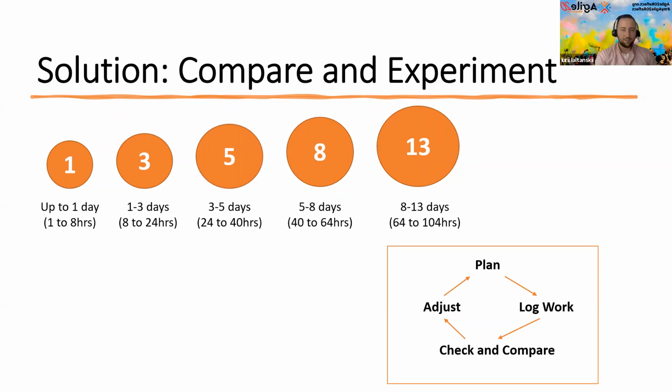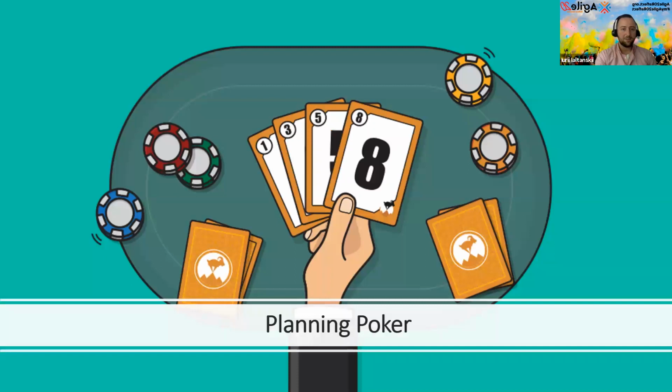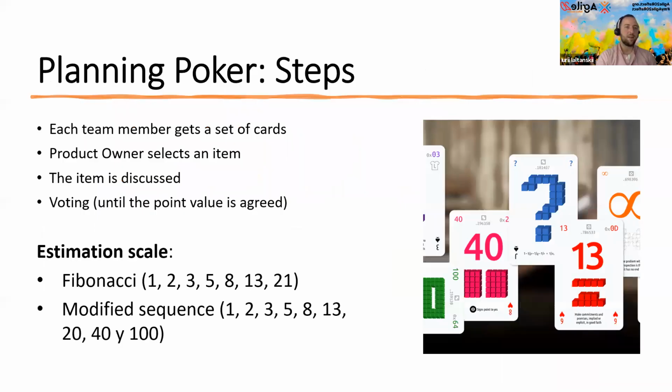All right, guys, let's go next to planning poker. Planning poker is the most common and the most popular way of estimating product backlog items. Let's review the steps. First of all, the estimation scale could be a Fibonacci scale, so it's 1, 2, 3, 5, 8, 13, 21, etc. Or it could be a modified sequence like 1, 2, 3, 5, 8, 13, 20, 40, and 100.